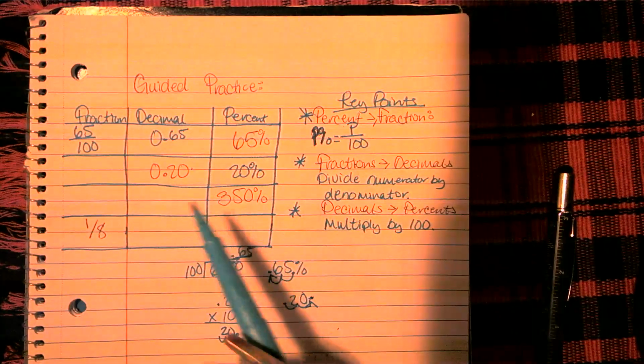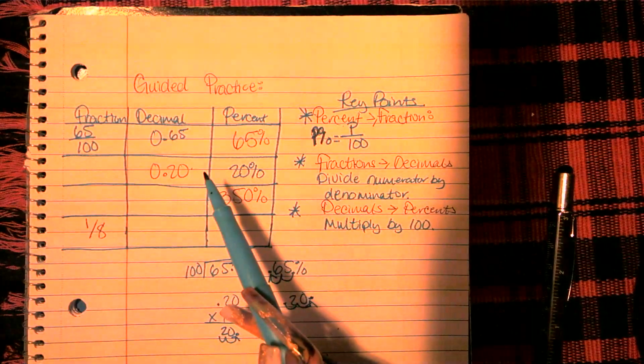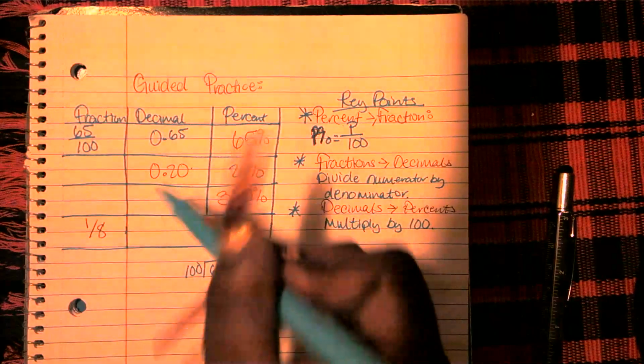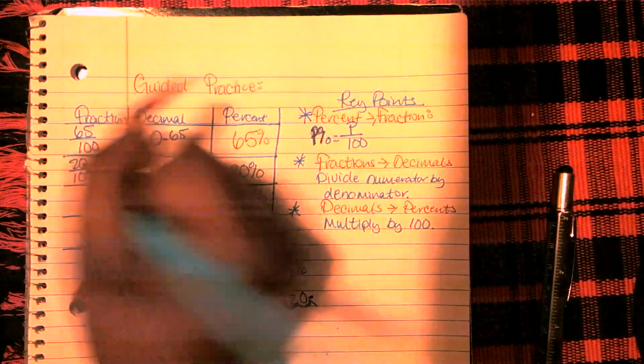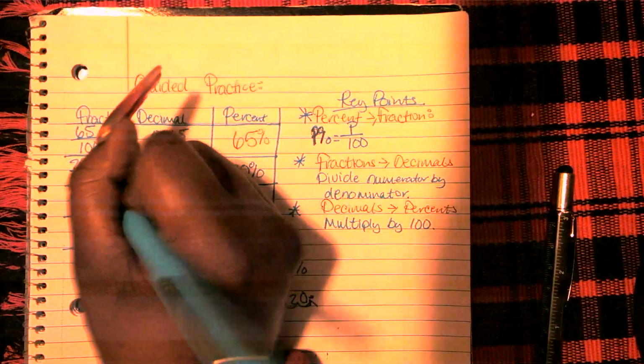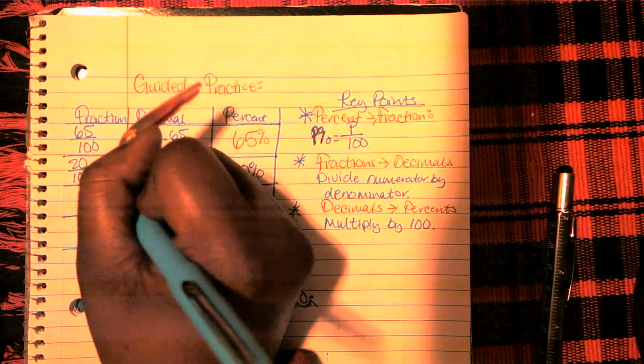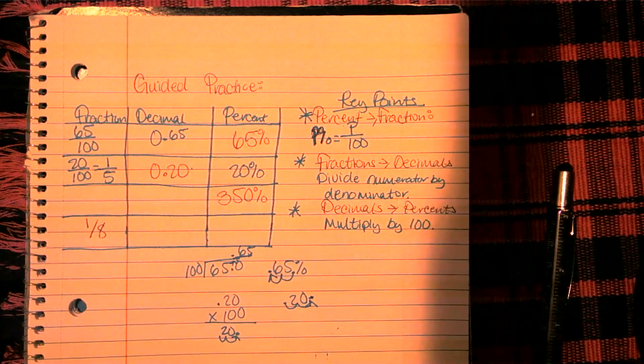If you want to write this as a fraction, of course, I can go from decimal to fraction by simply using my place value, and I could literally write 20 over 100, or I could say that this is 1 out of 5 if I simplify it.